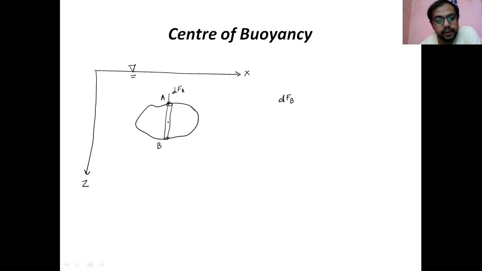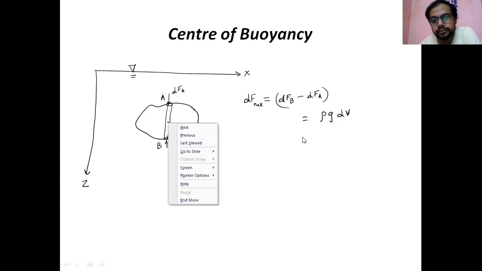So DFA, DFB, so the net force was acting over it. That is the net force. And what was the value that came? Rho G. So the net force is the upward force.